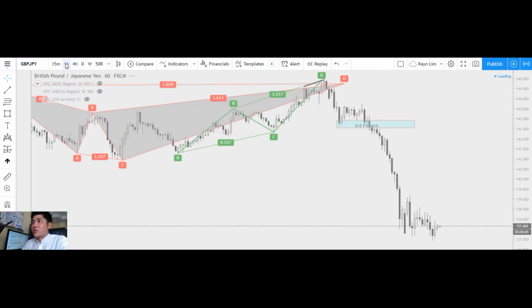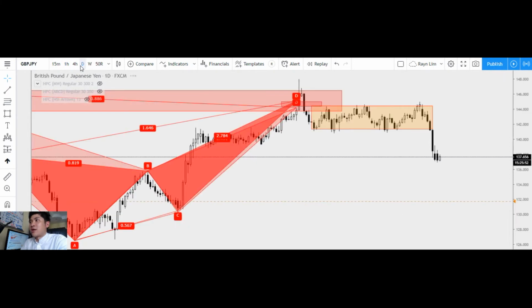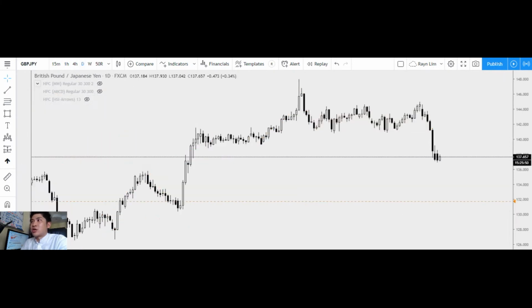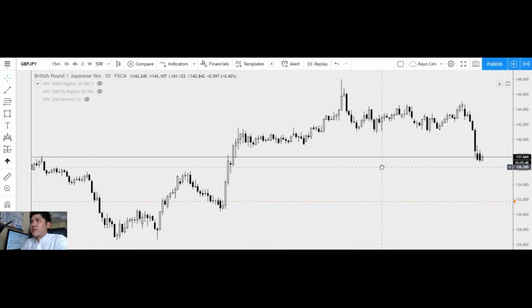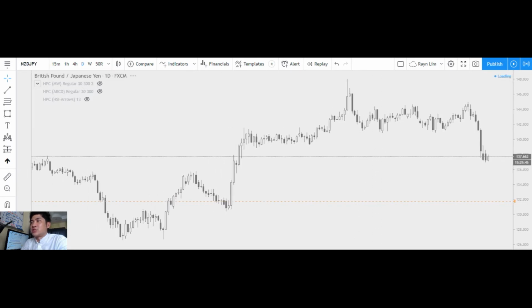Down to the 1-hour chart, nothing much. All right, so for this setup, if you're not in right now, you just have to wait. There's nothing much I can see for a shorting opportunity. Definitely I'm not looking to buy at this price or this junction.